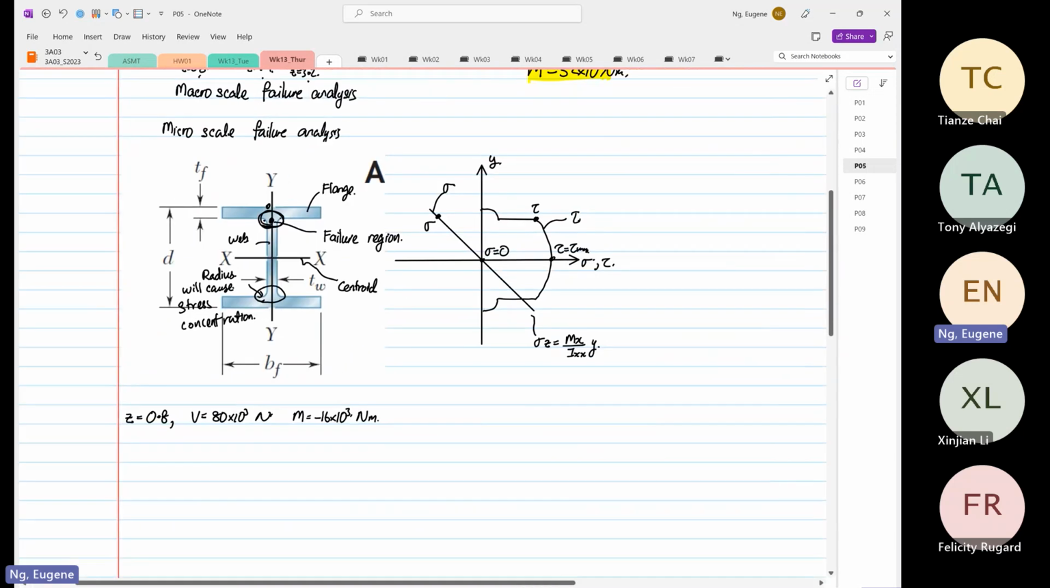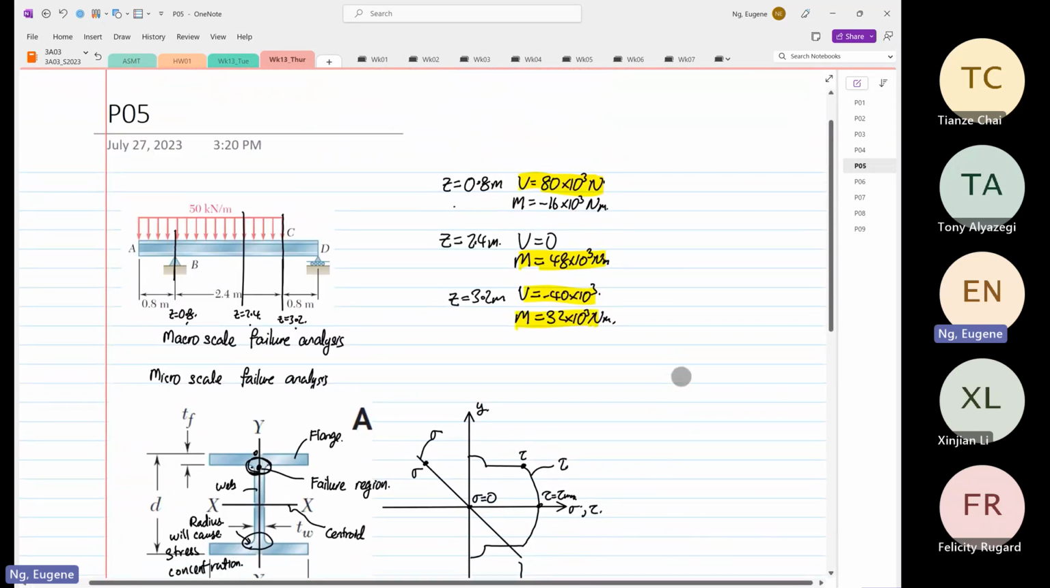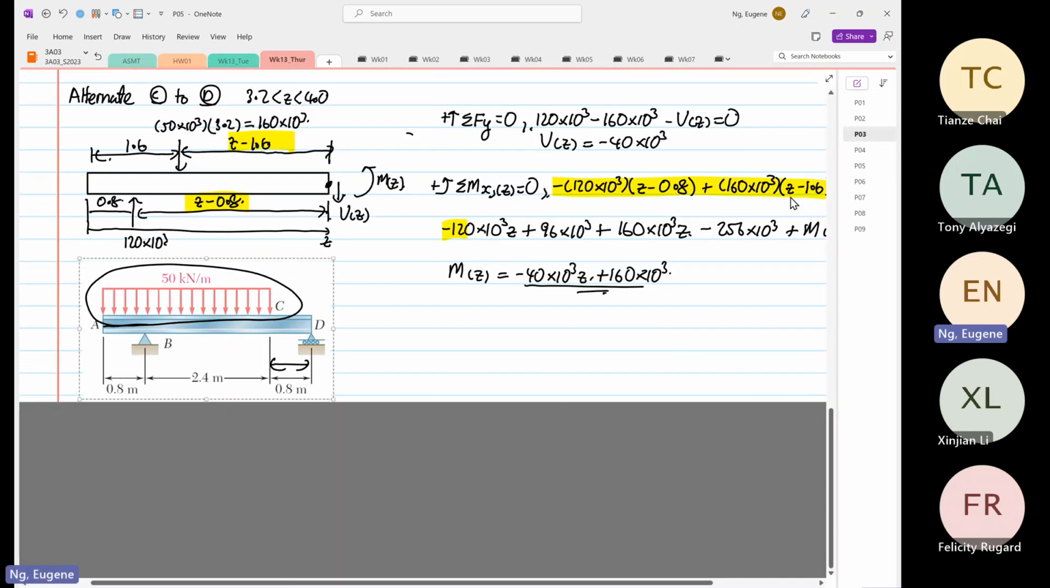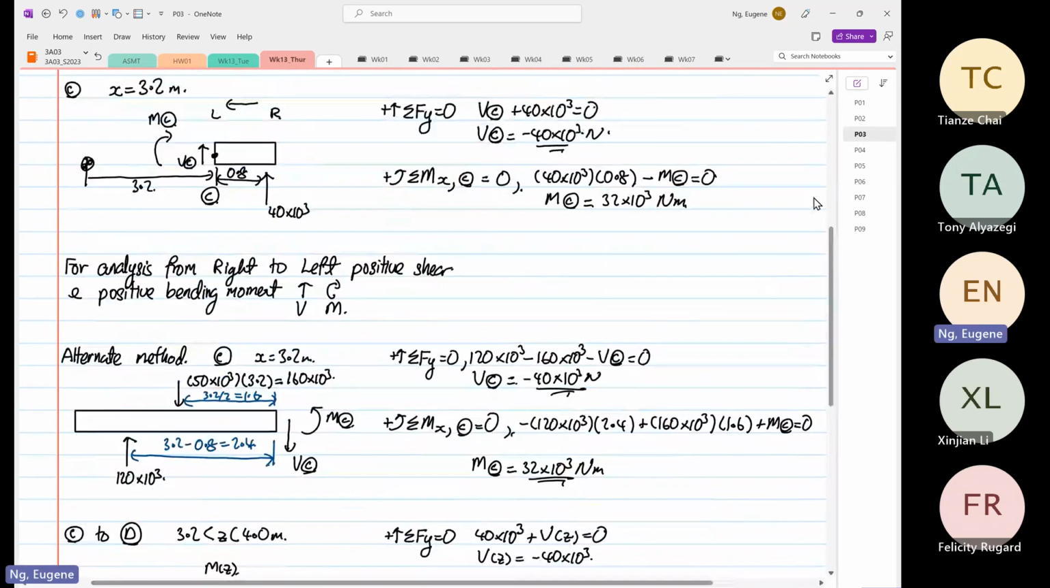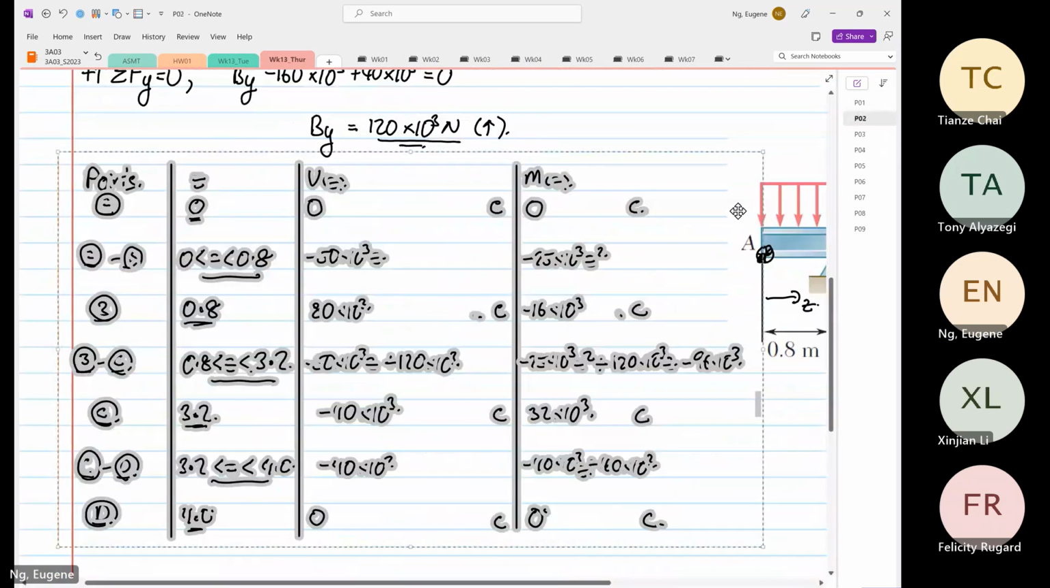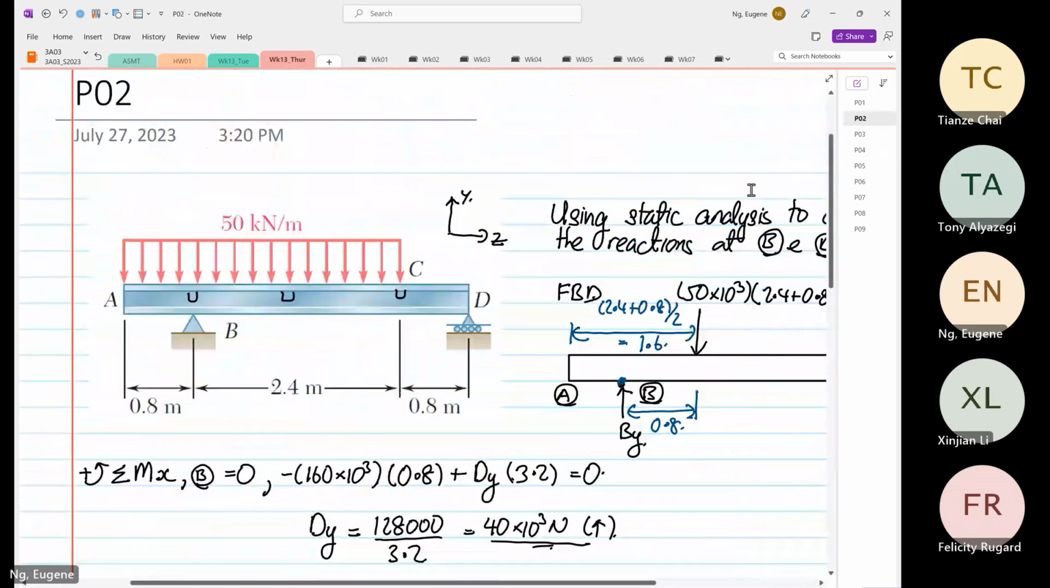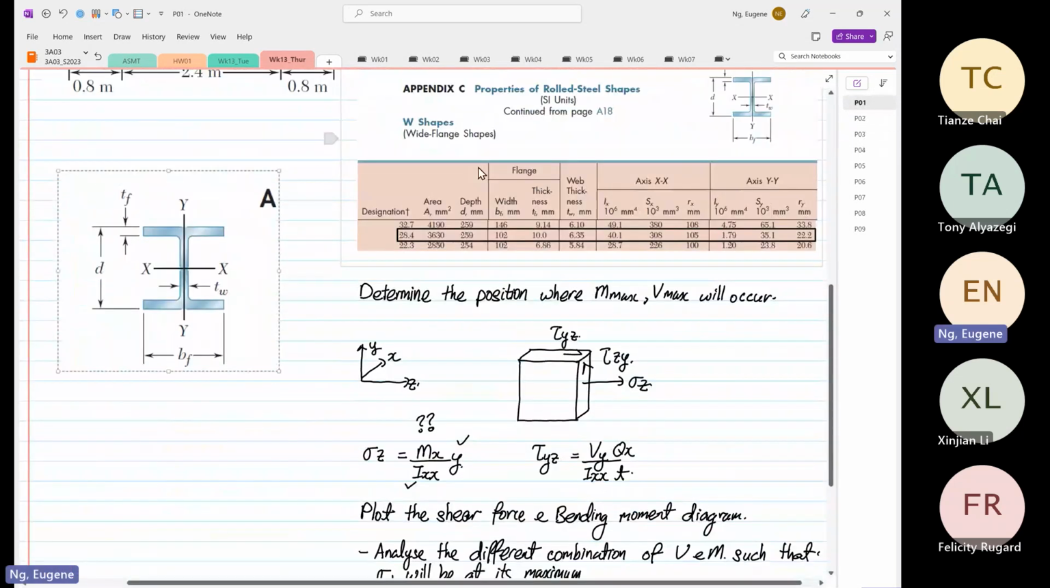Now I'm going to bring in the values of the geometry of our cross section. Oh, where is it? Yeah, this one.